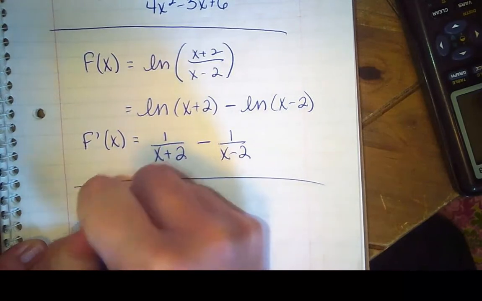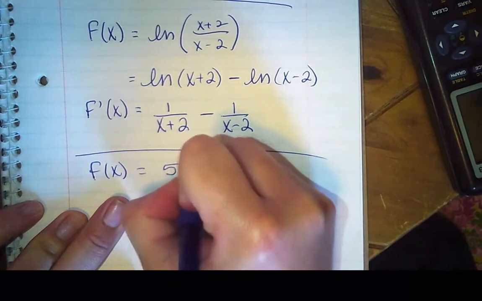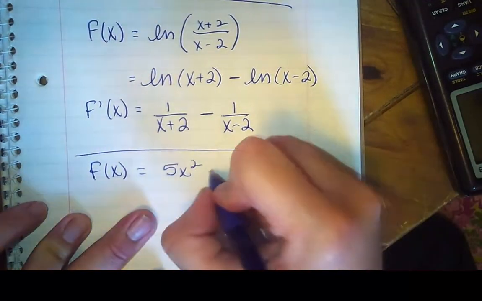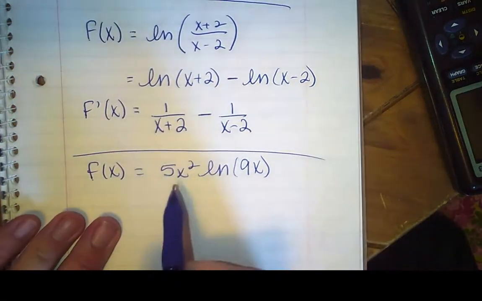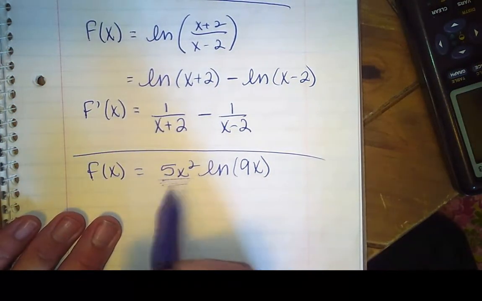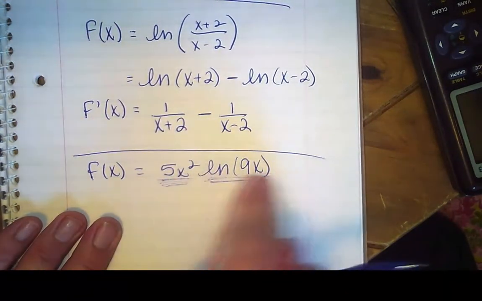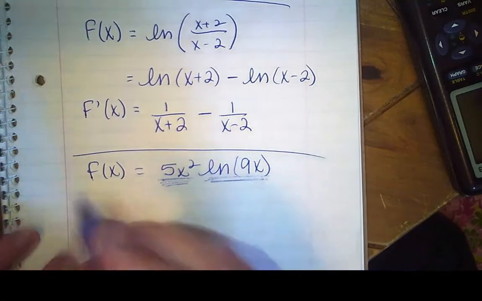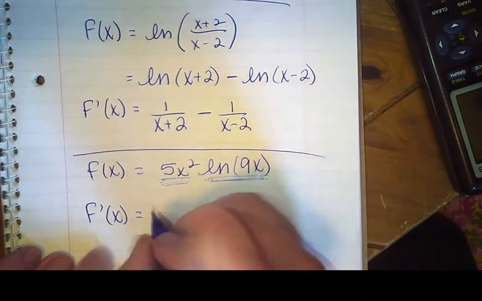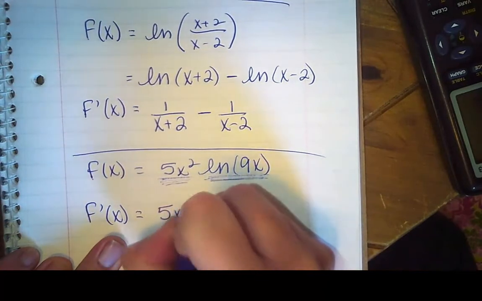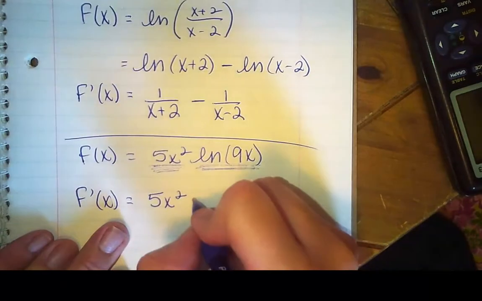So f of x equals 5x squared times the natural log of 9x. Okay, so what do I have? I have product rule because I've got variables times variables. So how do I do product rule? First, 5x squared times the derivative of the second.